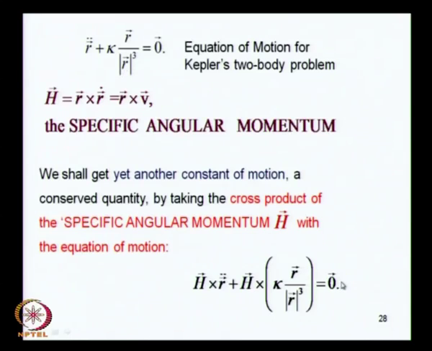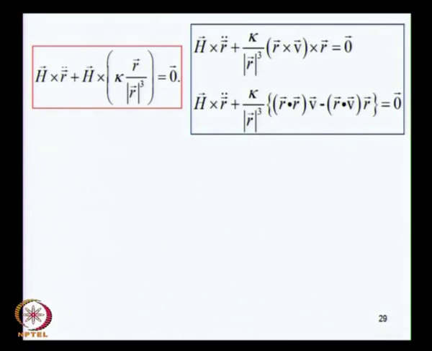Now, this is just vector algebra. So, this is what we have got. We have composed the cross product of the equation of motion with the specific angular momentum.